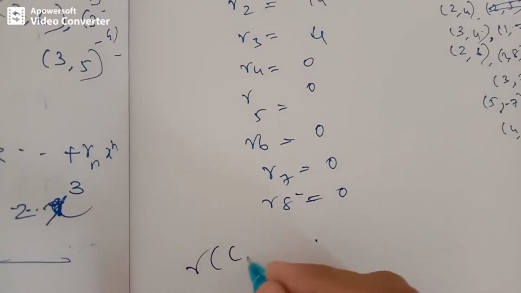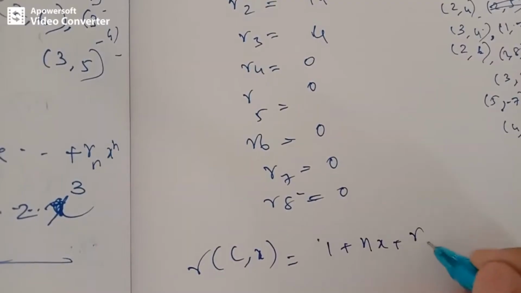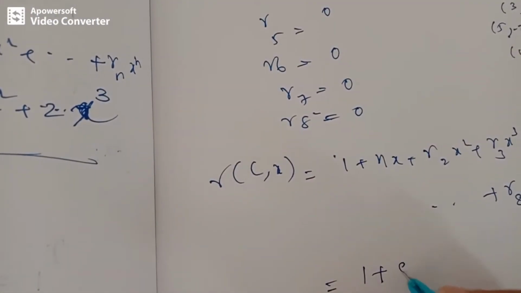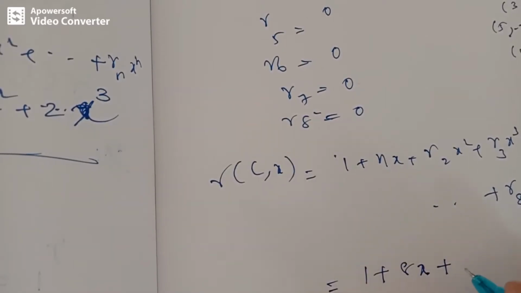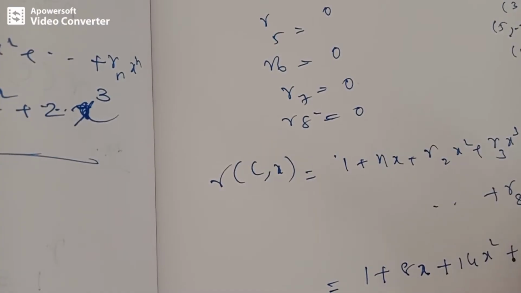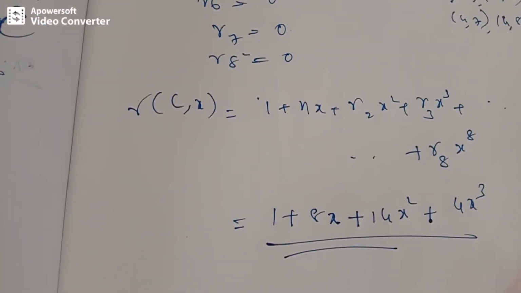So, let's write down what is Rook's polynomial. It is given by R of C, x, which is nothing but 1 plus nx plus R2x square plus R3x cube, so on up till R8x power 8, right? So, the value is 1 plus 8x, correct? Plus value of R2 which we have found out is 14. So 14x square. The value of R3 which we have found out is 4. So 4x cube. Rest all values of R4 till R8 are 0. So we'll stop up till here, and this is your Rook's polynomial for this chessboard.